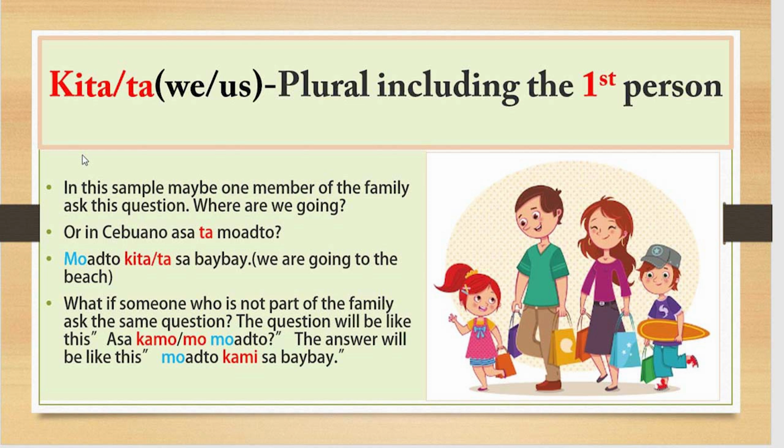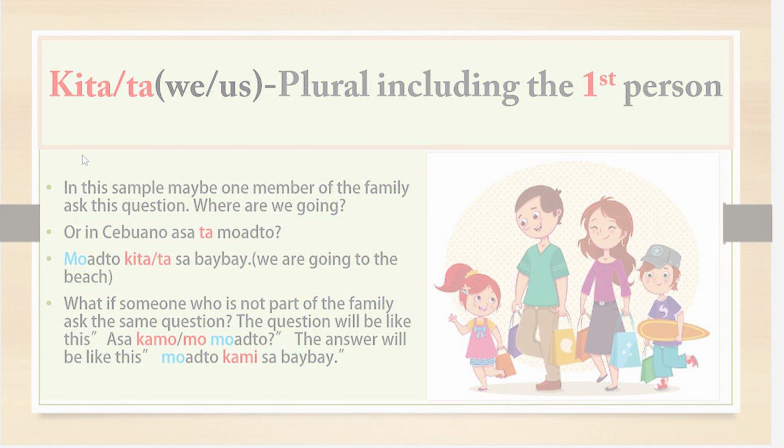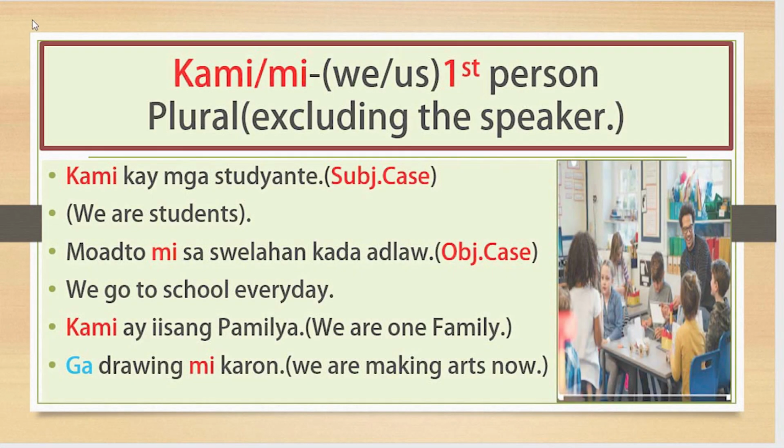So we are going to have the kamo later on. We have the kami first. As I have mentioned, kami is also first person plural, excluding the speaker. The speaker is not included. Kami, us, or we or us. "Kami ay mga estudyante." This is subjective case. "Kami ay mga estudyante." We are students.